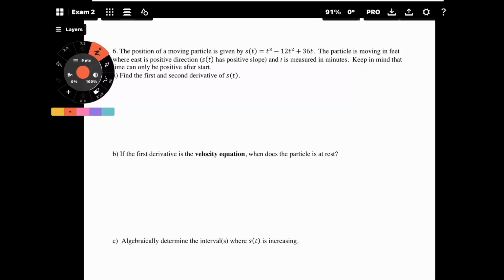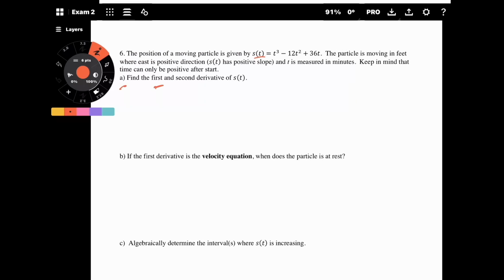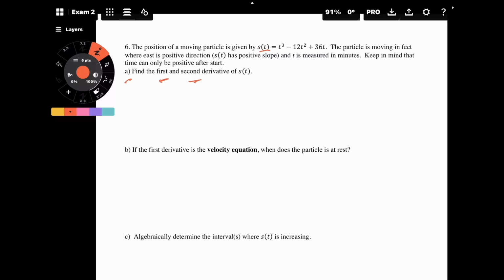Okay, we're doing problem 6 of exam 2. So this one, they want us to find the position of the particle at s of t, and for part A, find the first and second derivative. So first we want to know where s of t is, which is this function, t cubed minus 12t squared plus 36t.